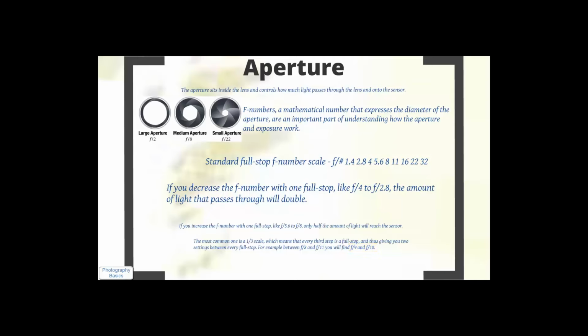This can be rather confusing the first time, so here's a short reminder. The higher the f number, the smaller the aperture and the less light. The lower the f number, the larger the aperture and the more light. That is all about aperture.